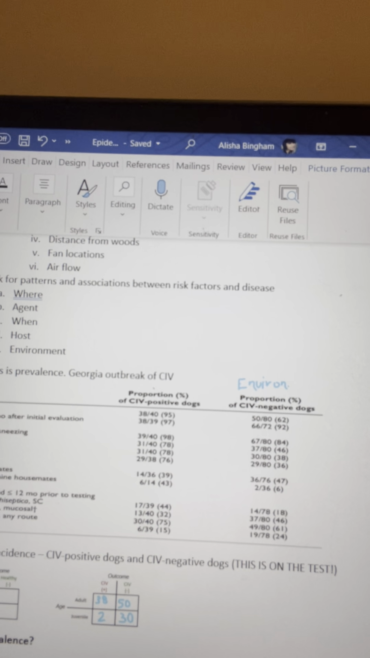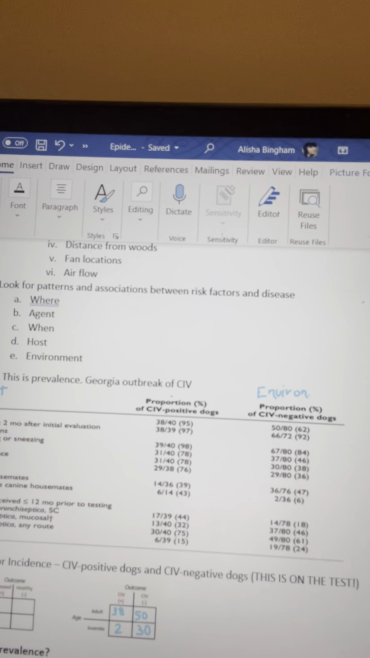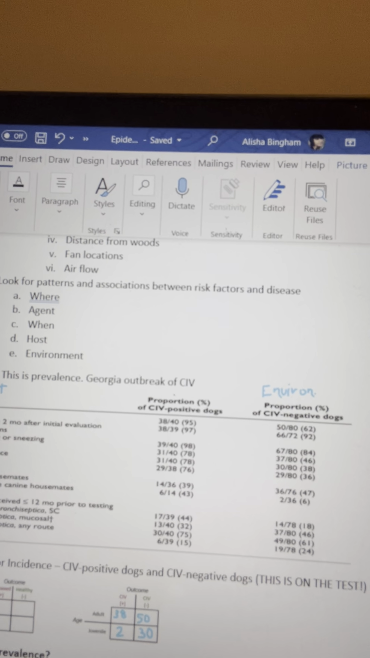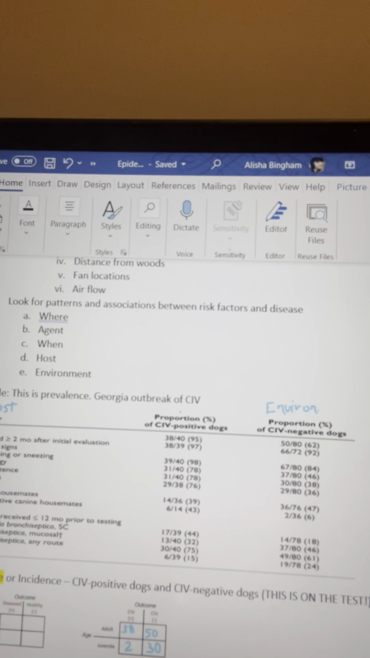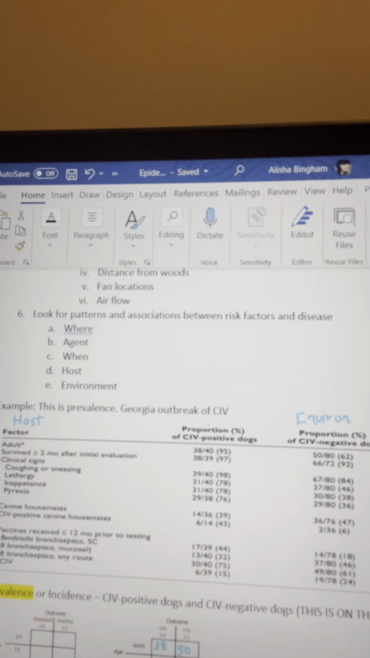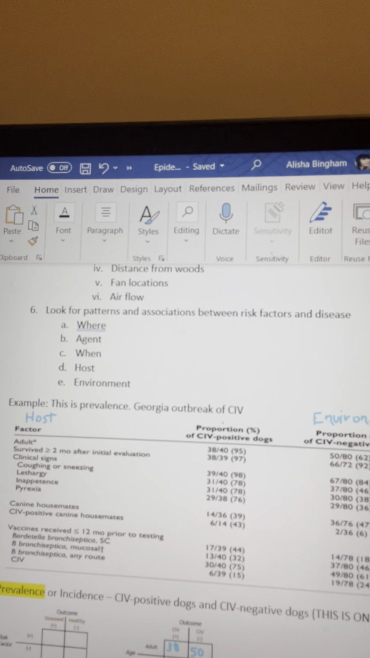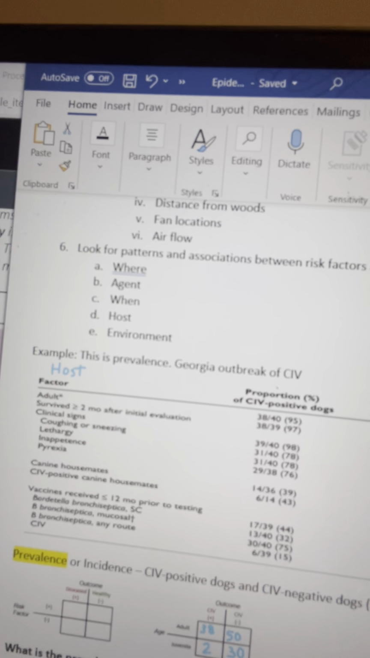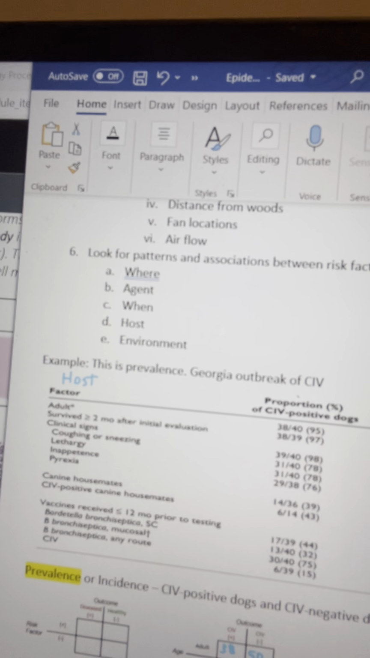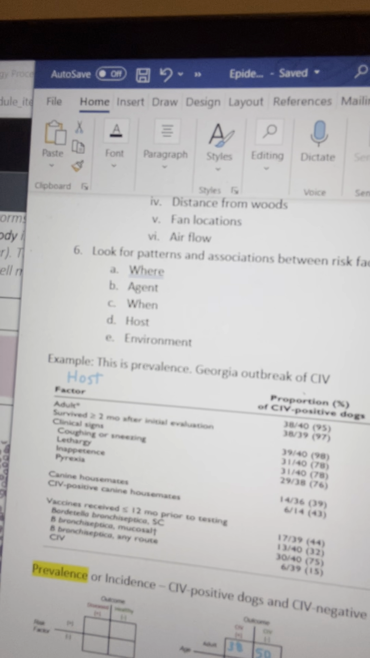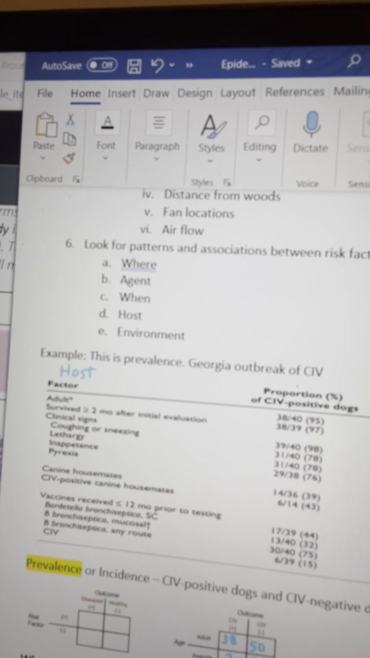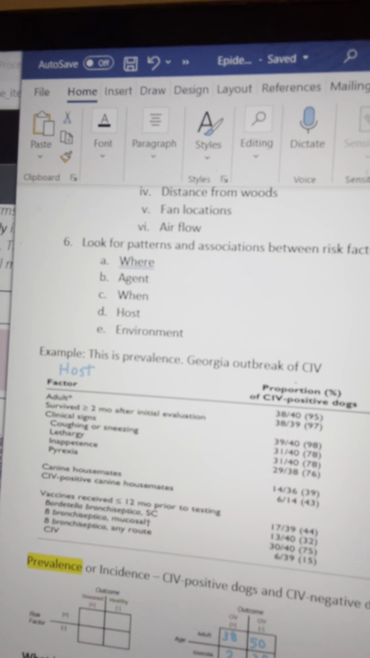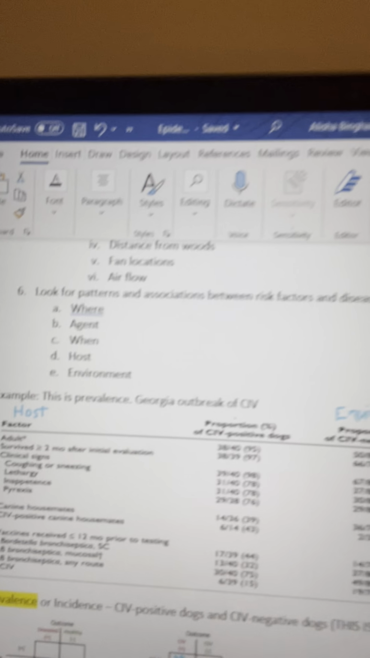So here we have the factors. We have if it's adult and adult. We have the proportion of CIV positive dogs, and then we have the proportion of CIV negative dogs here. This also includes clinical signs like coughing or sneezing, how many dogs have that, how many dogs have lethargy and anorexia and pyrexia. We also have if they have housemates or not, and if they have CIV positive canine housemates. We also include their vaccination history here.